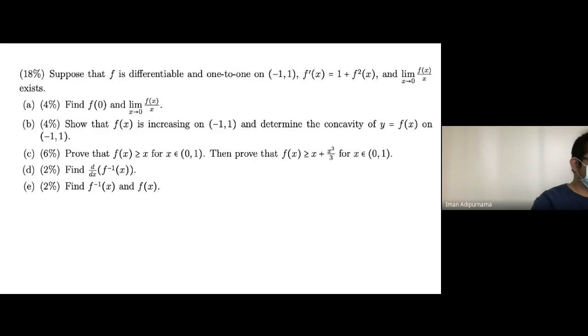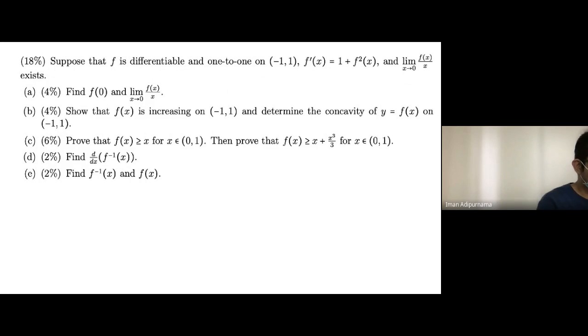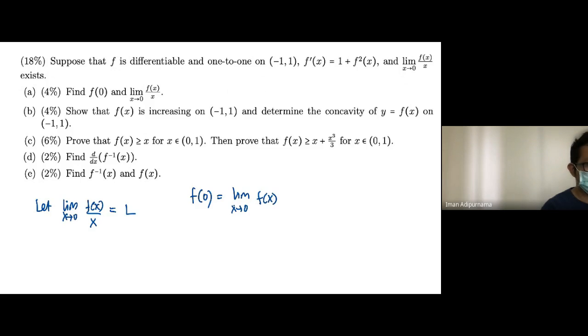Let me give you a few steps to get through. First, let the limit of this, because it exists, result in some L, to make the question easier to think about. So f of 0 means the limit of f of x.